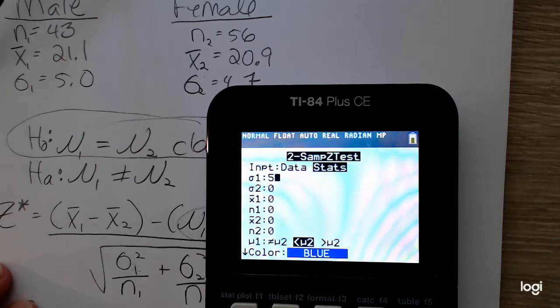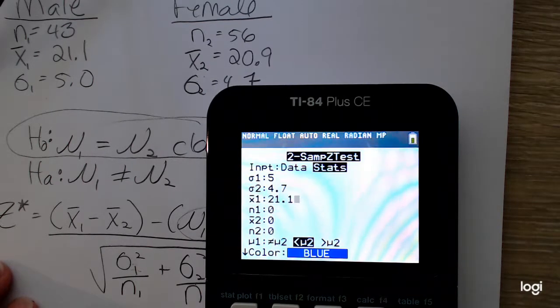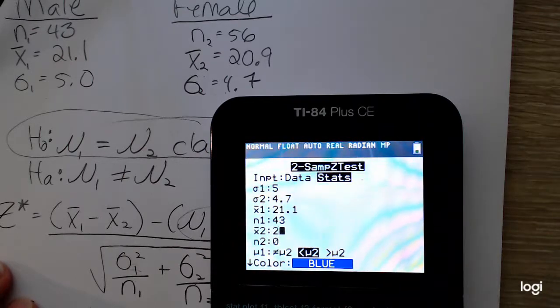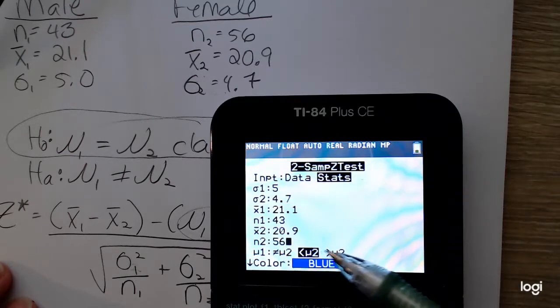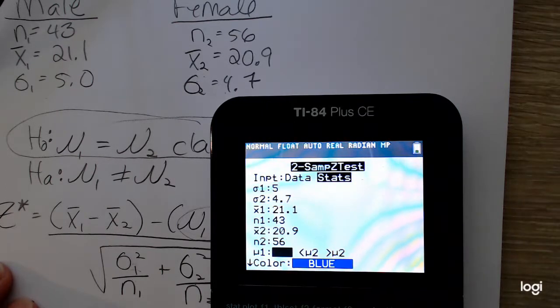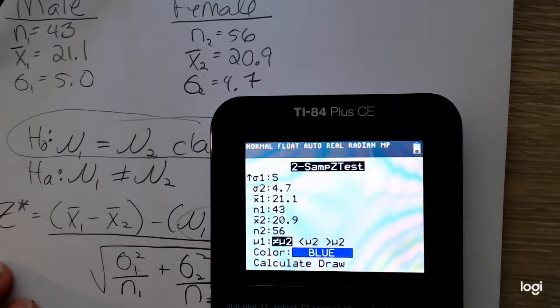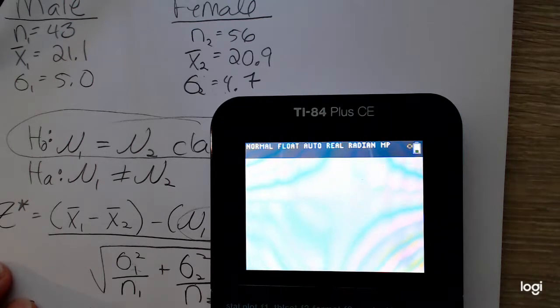The standard deviation for male was 5.0. The standard deviation for female was 4.7. The sample mean for male was 21.1. The sample size for male was 43. The sample mean for female was 20.9. Sample size 56. And here I need to change my direction of alternative. This is a two-tailed test, so I want to select not equal and then calculate.